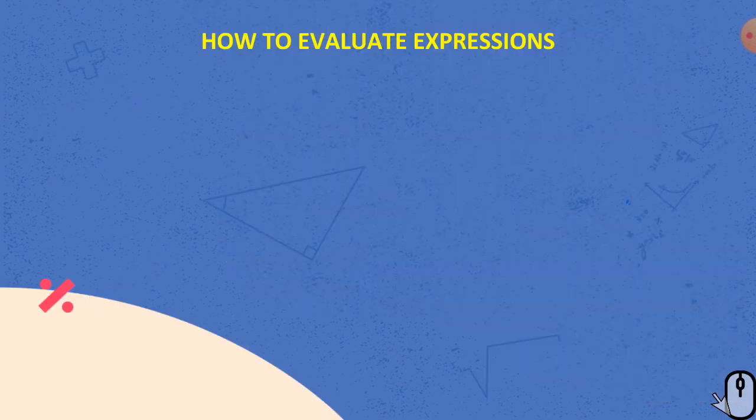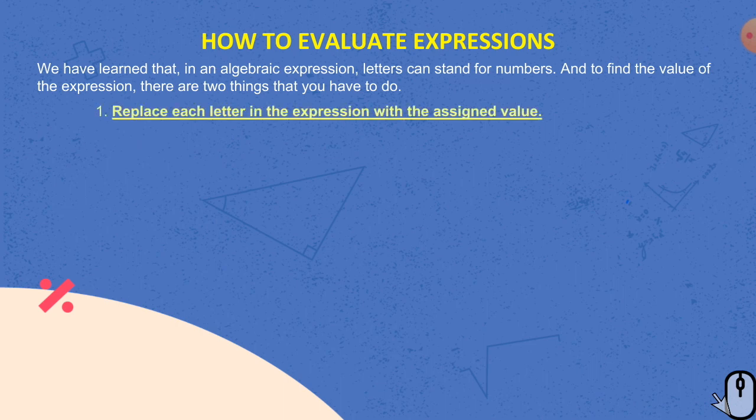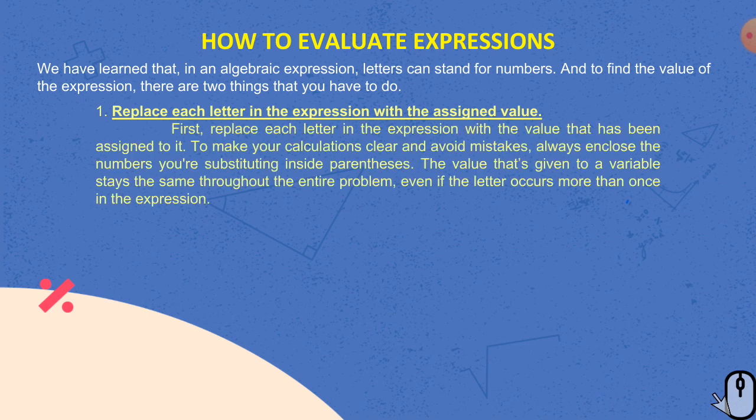So, how to evaluate expressions? So, we have learned that in algebraic expressions, the letters can stand for numbers. So, yung letters na yun ay tinatawag natin na variables. So, bawat variables or letter ay may kakibat na value na number. And to find the value of the expression, there are two things that you have to do. So sabi natin, the first is to replace each letter in the expression with the assigned value. So first, replace each letter in the expression with the value that has been assigned to it.